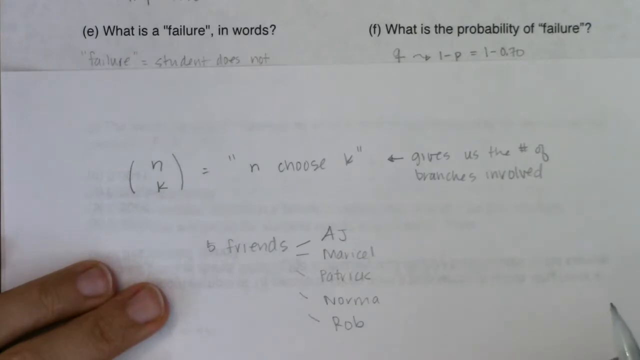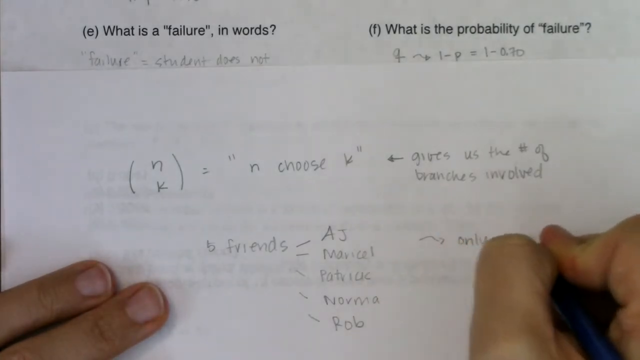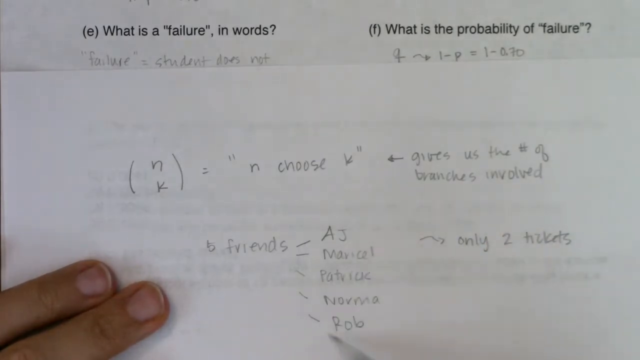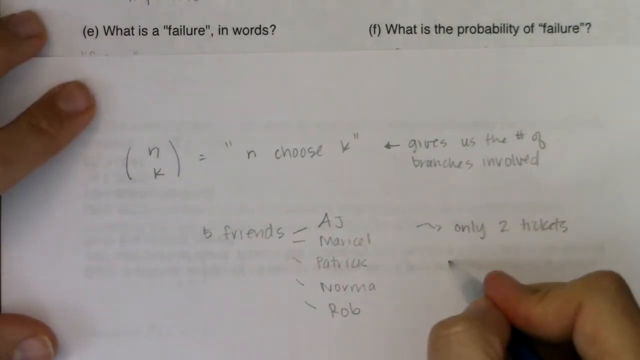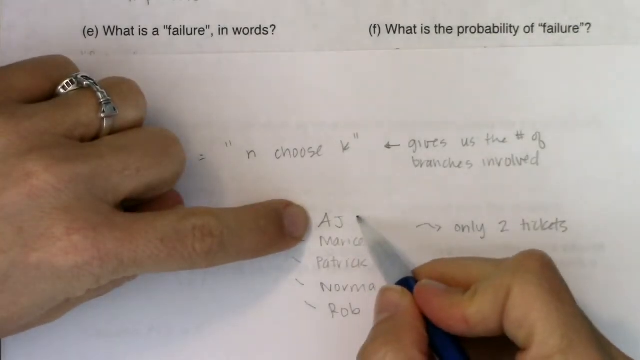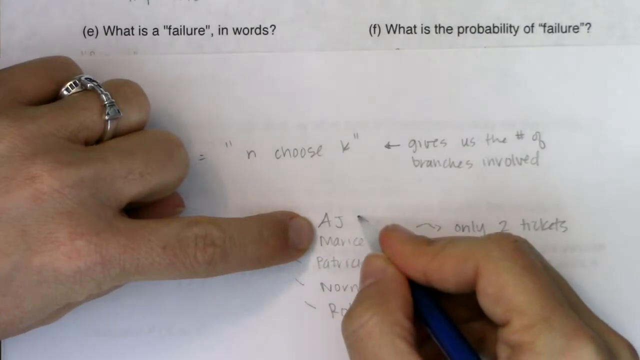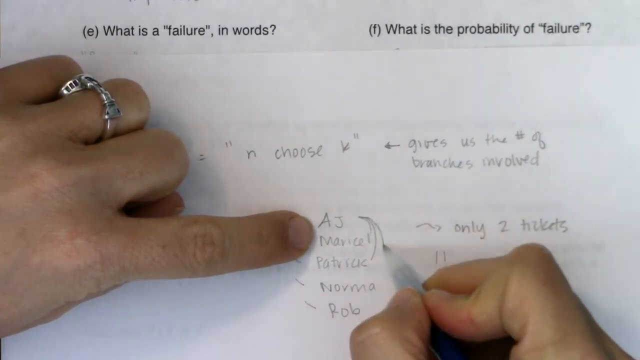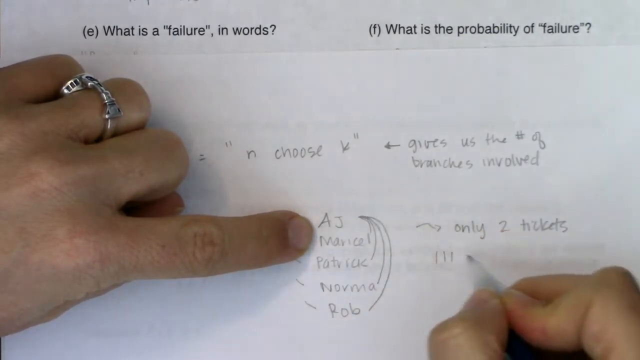But imagine now, I only have 2 tickets. So I want to see how many different combinations there are if I have 5 friends and I could only give them 2 tickets. So we're going to keep track here. Are you with me? I could take AJ and Marisol. That's 1 combo. I could also take AJ and Patrick, another combo. I could do AJ and Norma, another combo. AJ and Rob, another combo.